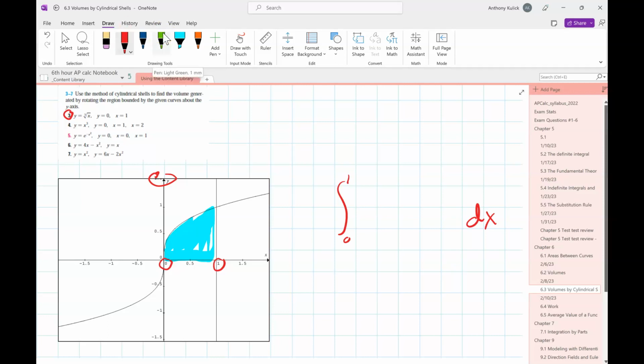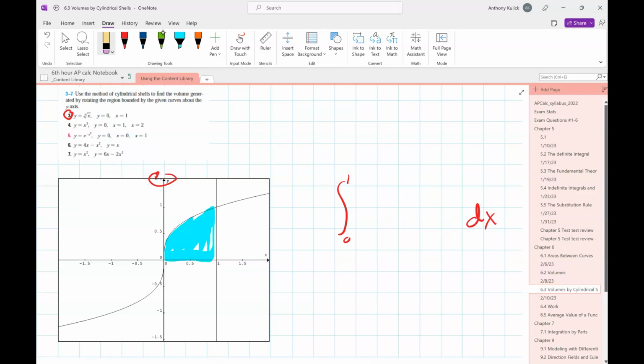How do you know if you're integrating with respect to x or y? It's the opposite of whatever you're rotating about. If you're rotating about a vertical axis, use x. If you're rotating about a horizontal axis, use y. I don't know if that's 100% every time, but I did all the homeworks and I think that rule worked for me every time. How did you know it was 0 to 1? I looked at the x's that covered the shaded region.